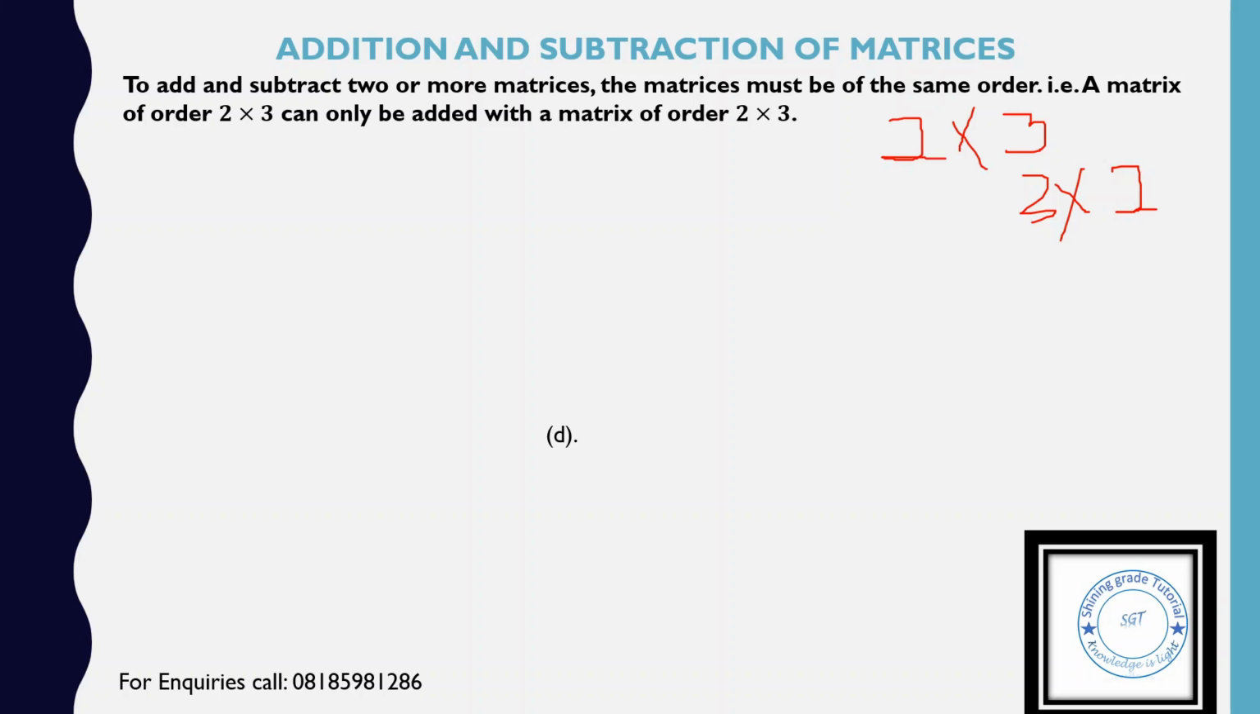So that is just the condition for addition and subtraction of matrices. They must have the same order. Do not forget that. Alright, so that is just the simple rule.